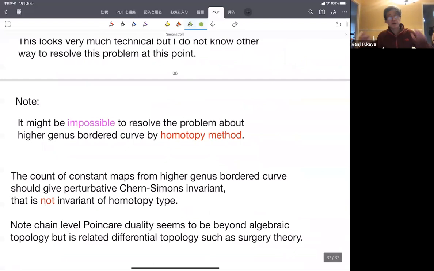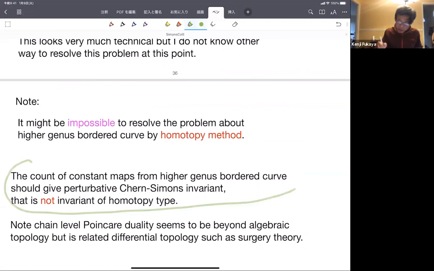Something I can say is that it might be impossible to resolve this problem about constant maps in higher genus by homotopy methods. I cannot say it is impossible, but there are some reasons I feel it might be. The reason is the following. We consider the count of constant maps from a higher genus or higher loop bordered curve to the fiber on a Lagrangian submanifold. Then the physicist Witten said 30 years ago that this count is actually the perturbative Chern-Simons invariant. And we understand why it is, but it's not so well understood yet. What we know is that the perturbative Chern-Simons invariant is not an invariant of homotopy type. It knows more than just homotopy type.